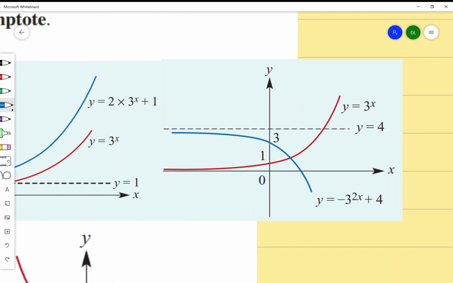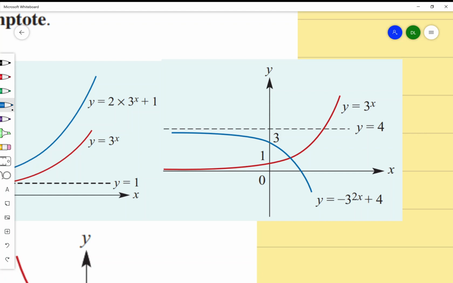Last transformation over here. So, once again, I've got the red line as y equals 3 to the power of x, and I've got my blue line as y equals negative 3 to the power of 2x plus 4. We can see that plus 4 means my asymptote has shifted up. And I can also see that the negative at the very front of the equation means that the graph is the negative version of what it was, so it's reflected across the x-axis. So I can see over here that even though my asymptote is shifted up the same, it's got a negative function, which means it comes back down.